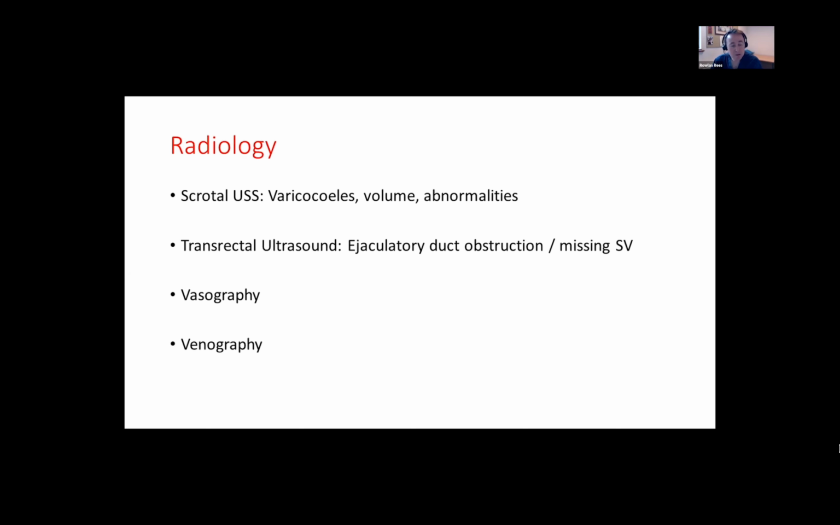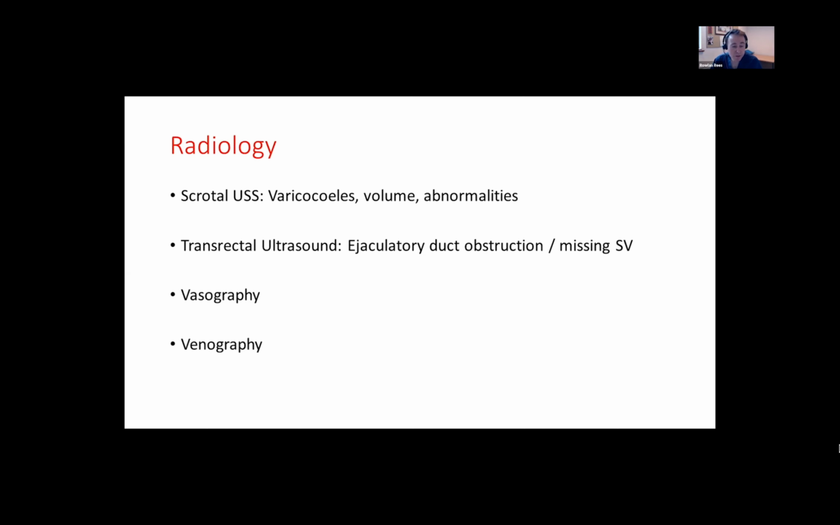In selected patients, those in whom you may suspect an obstruction at the level of the prostate or the ejaculatory duct, and we'll go on to discuss that in a second, then transrectal ultrasound scan of the ejaculatory apparatus is a very good test. Alternatively, MRI scan.